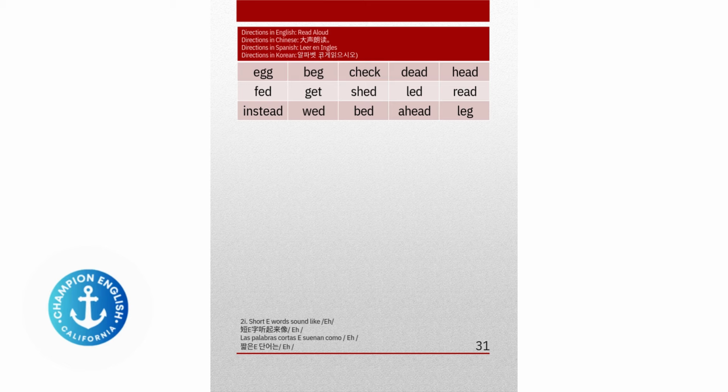Instead, instead, instead, wed, wed, wed, bed, bed, bed, ahead, ahead, ahead, and leg, leg, leg. All right, good job, students. Now, what we're going to do is sound out each word like we were reading it.